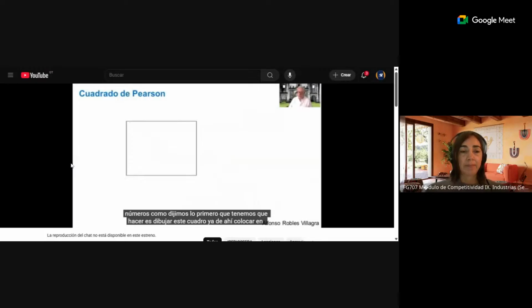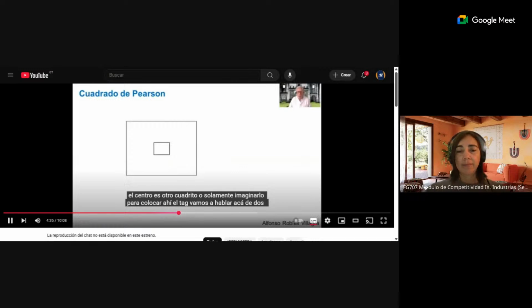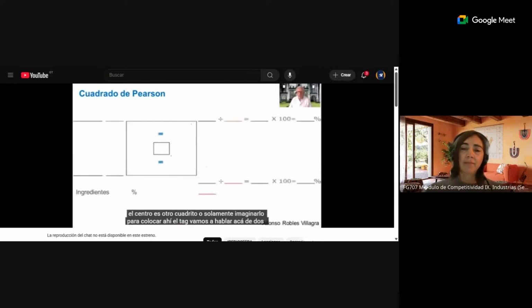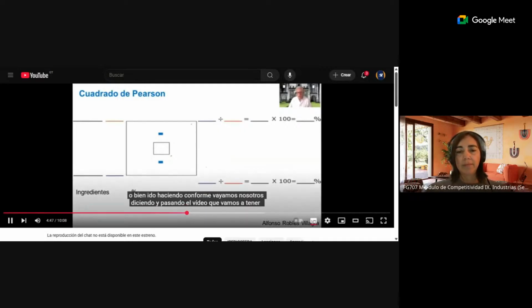Como dijimos, lo primero que tenemos que hacer es dibujar este cuadro, ya de ahí colocar en el centro otro cuadrito o solamente imaginarlo para colocar ahí el dato. Vamos a hablar acá de dos ingredientes. Podrás remontarte al dibujo que hiciste, a la copia que hiciste del croquis de guía, o bien irlo haciendo conforme vayamos diciendo y pausando el video. Vamos a ver dos ingredientes básicamente en este caso.